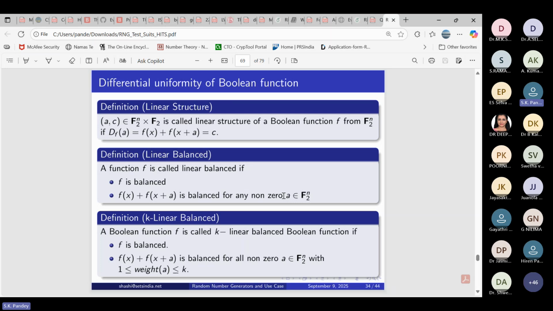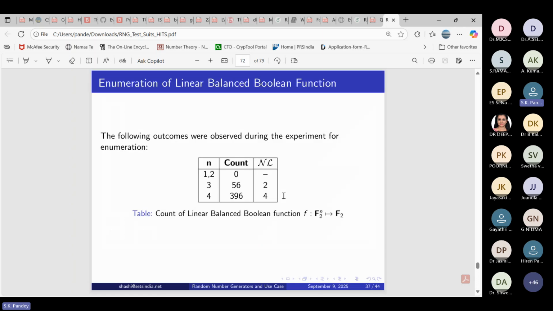So we have done the experiment for that particular sequence itself. We named it the linear balanced sequence. It means there are two properties: the first one is linearity, and the second one is balancedness. If you club these two properties, then there are not that many binary sequences which will satisfy these two properties simultaneously. So you are able to count those.